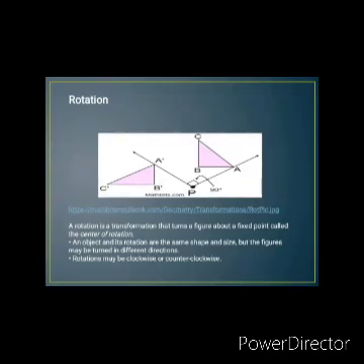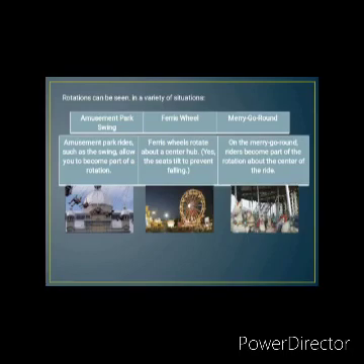Rotations can be seen in a variety of situations. Amusement park swing: amusement park rides such as the swing allow you to become part of a rotation. Ferris wheel: Ferris wheels rotate about a center hub. Merry-go-round: on the merry-go-round, riders become part of the rotation about the center of the ride.